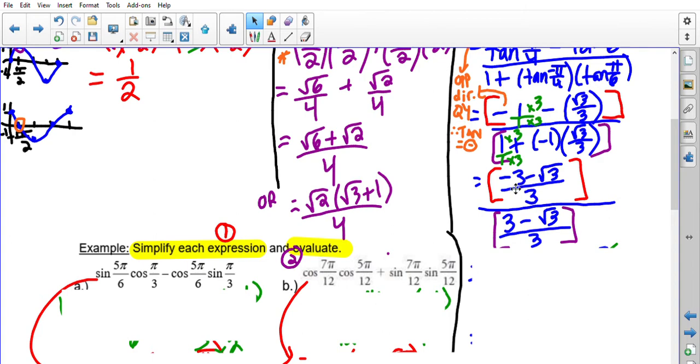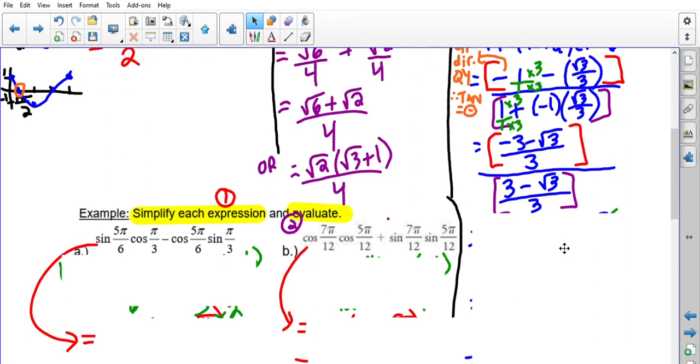Okay, so you have to keep in mind the negative here is not sitting on the outside. The negative is with the 3 in the numerator, so it's a package deal up here. Okay, so we cannot cancel out.